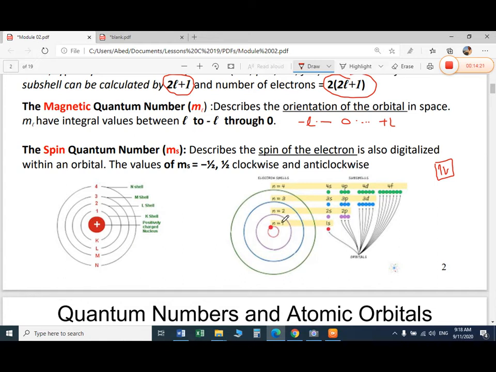When n is equal to 1, there is only one subshell and one orbital, 1s, so one dot is here. When n is equal to 2, then you have s and p. S has 1 orbital and p has 3 orbitals. You see these 3 lines and 3 dots, 3 p orbitals are there. When n is equal to 3, you have s, p and d, and d has 5 orbitals. When n is equal to 4, you have s, p, d and f also, and f has 7 orbitals and 14 electrons.